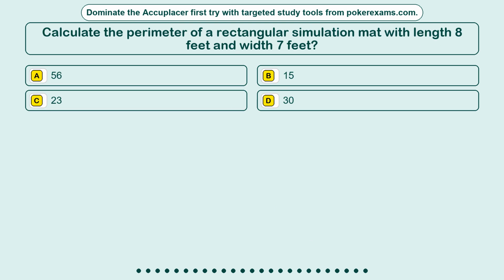Question 12. Calculate the perimeter of a rectangular simulation mat with length 8 feet and width 7 feet. Option A, 56. Option B, 15. Option C, 23. Option D, 30.